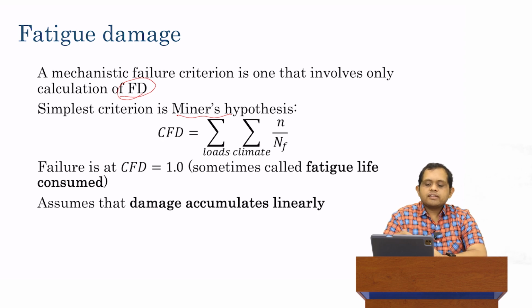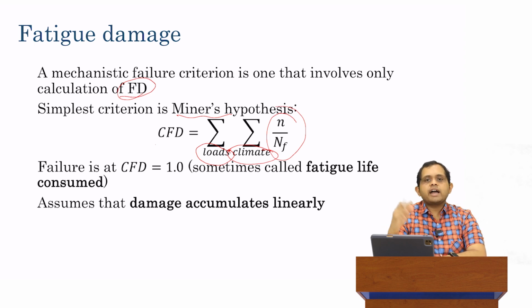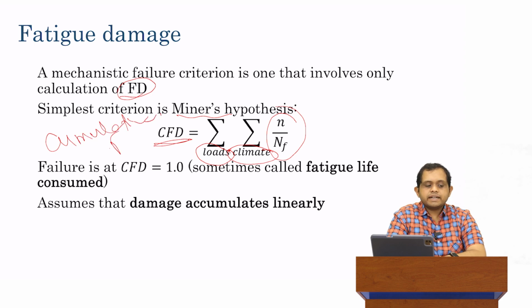Miner's hypothesis says that for each load and for each climate condition, calculate the fatigue damage and take the sum of the fatigue damage over all loads and all climate conditions over the entire service life of the pavement. That number we call the cumulative fatigue damage, or CFD for short. Miner's hypothesis says the mechanistic criteria for failure is CFD equal to 1. The CFD is sometimes also called the fatigue life consumed.